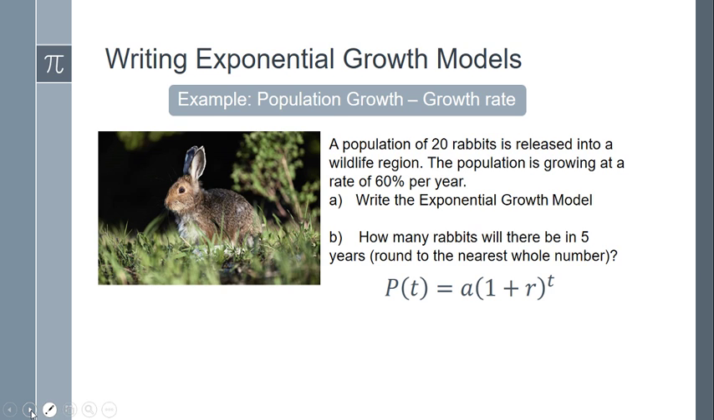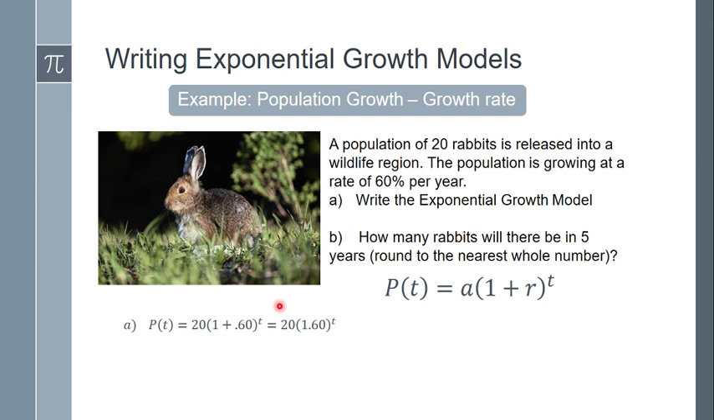Alright, so I always like to start off with my exponential growth model. So here's our classic basic equation, and remember, I'm trying to find out what A, R, and T should be. A is the initial amount of whatever we're talking about, in this case rabbits, and we start out with 20 rabbits. R, they tell us this time, is the growth rate of 60%, which is 0.60 as a decimal. So I end up with this exponential growth model of 20 times 1.60 raised to the t.